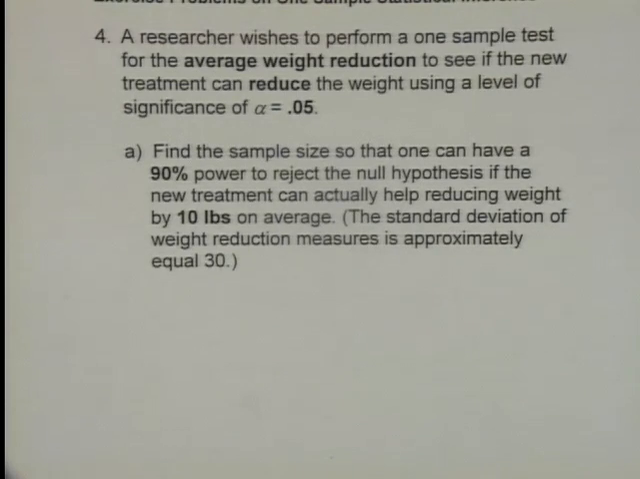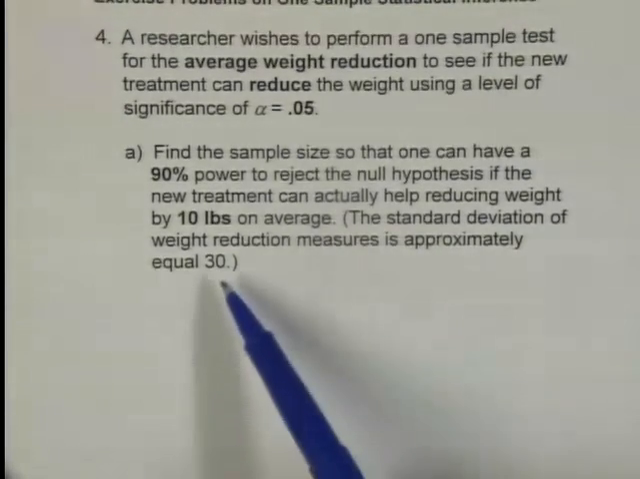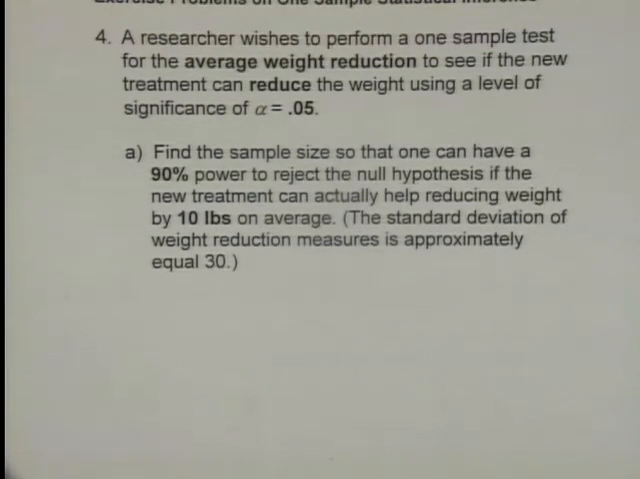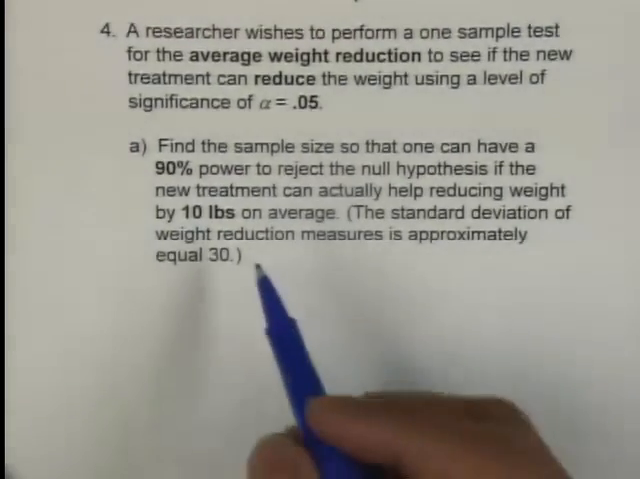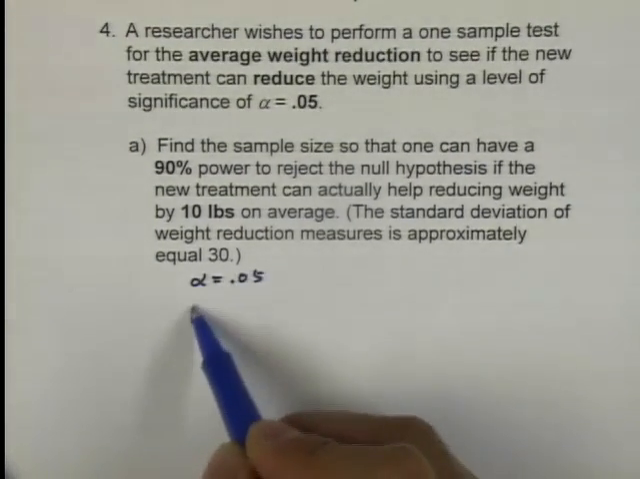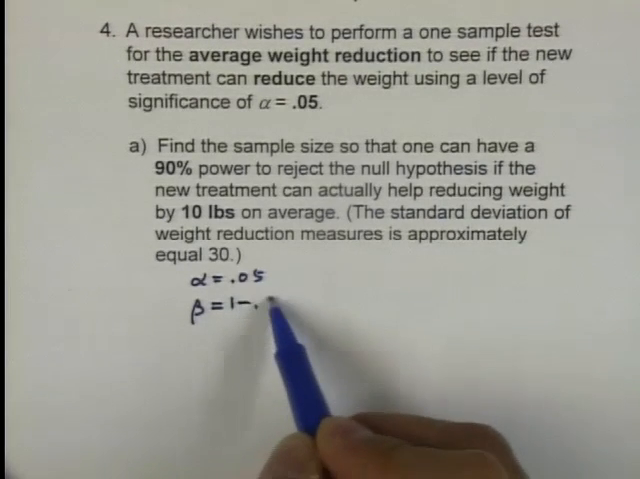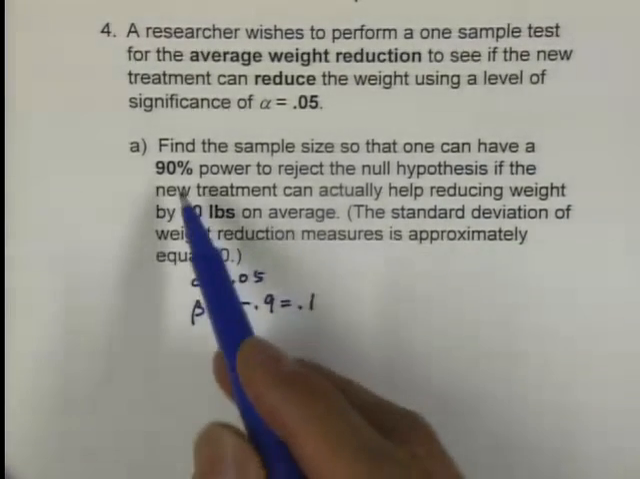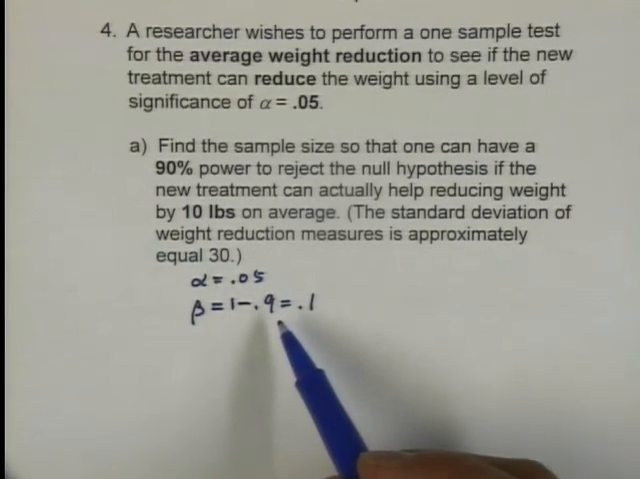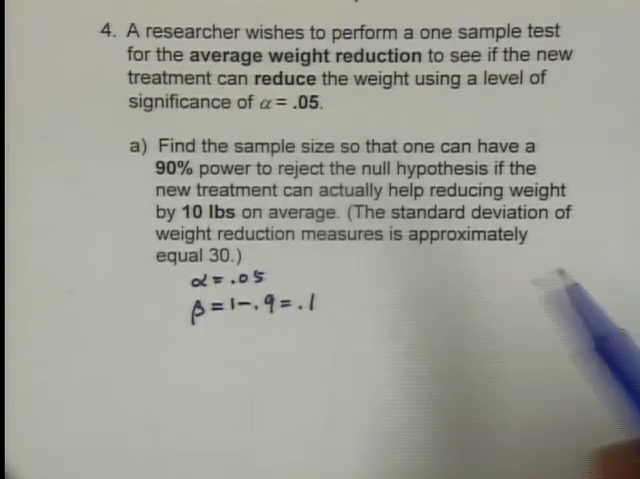So you read this information probably from your pilot study. Based on the pilot study, you try to calculate the sample size to justify your research, right? The number of subjects that you want to use for your research. So alpha is 0.05, beta is 1 minus 0.9, which is 0.1, because power is 90%. Power is 1 minus beta, beta is 1 minus power, okay?